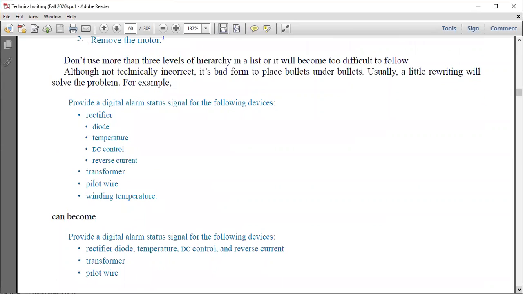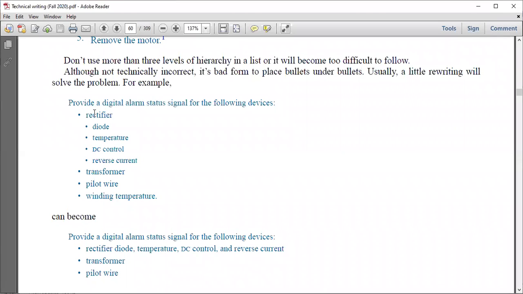don't use more than three levels of hierarchy in a list, or it will become too difficult to follow. Now this is something very important. Although not technically incorrect, it is bad form to place bullets under bullets. Usually, a little rewriting will solve the problem.